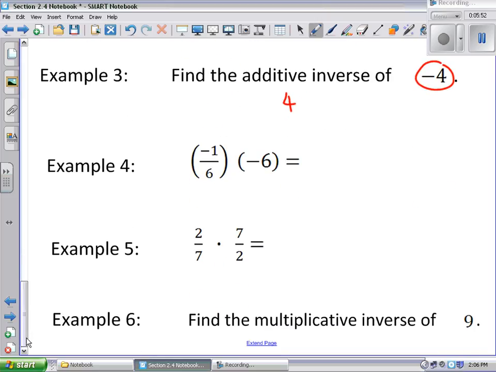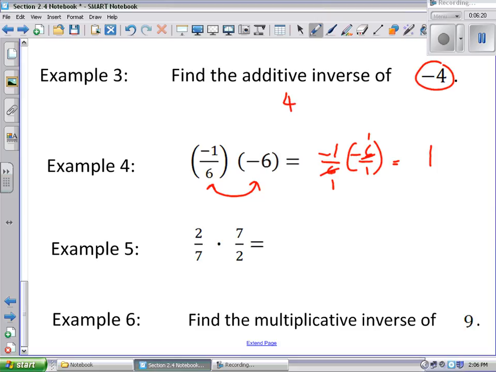What about negative 1/6 times negative 6 over 1? Those are reciprocals of each other, and they will give you 1. When you multiply two reciprocals, you get 1. If you were actually to multiply this out, you could see that you would get 1 because the 6's would cancel, and then negative 1 times negative 1 would be positive 1.